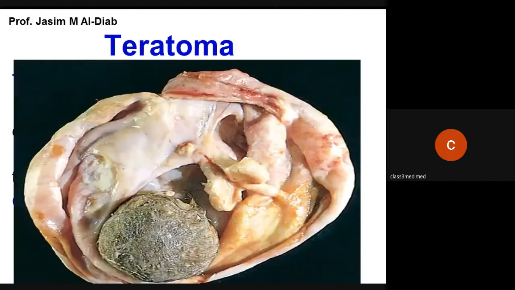This is a mature teratoma in the ovary, which is composed of a cyst and contains hair, sebum, and teeth. Any tissue could be seen in the teratoma: brain tissue, thyroid, pancreatic tissue, gastrointestinal tissue, skin. All these tissues are normally not found in the ovary.